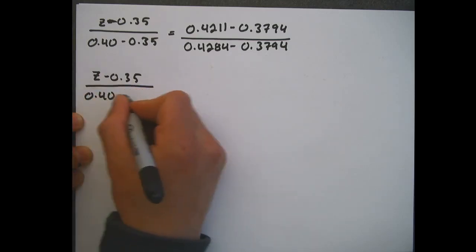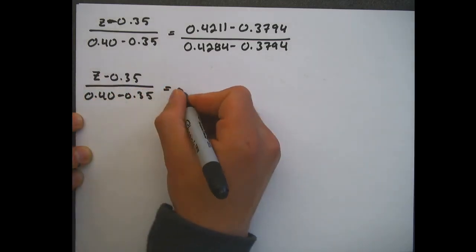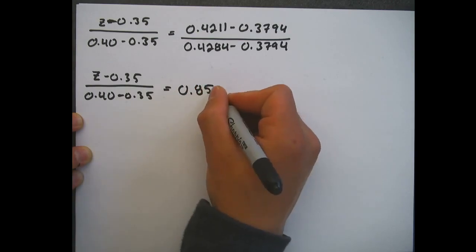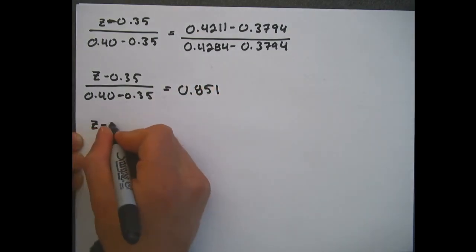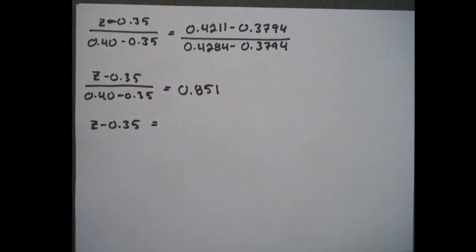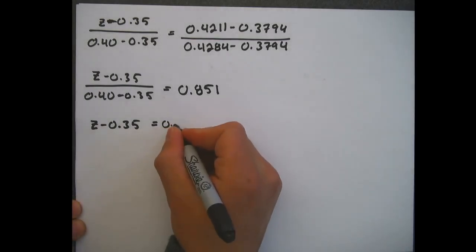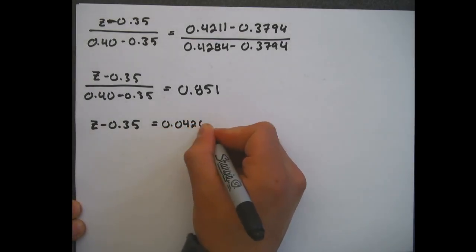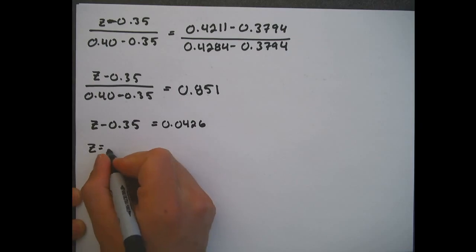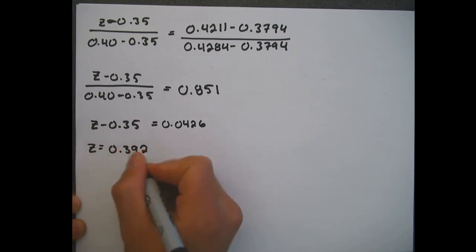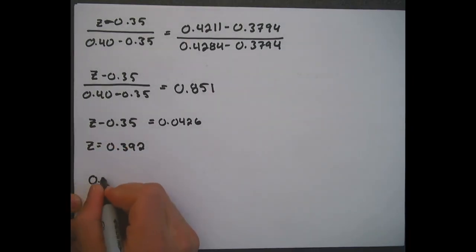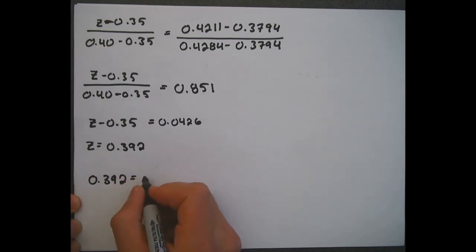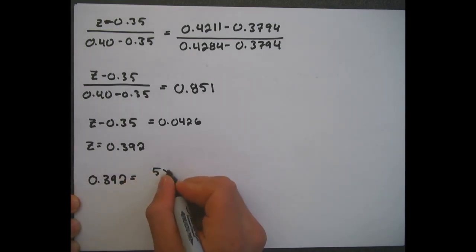That is the equation that was shown earlier, just without the arrows this time. I solve the right hand side first, and I get a value of roughly 0.851. Now I get rid of the denominator by multiplying both sides by it, and what I get is 0.0426. So this means that z equals 0.392.